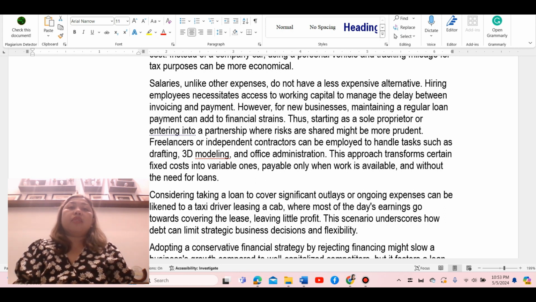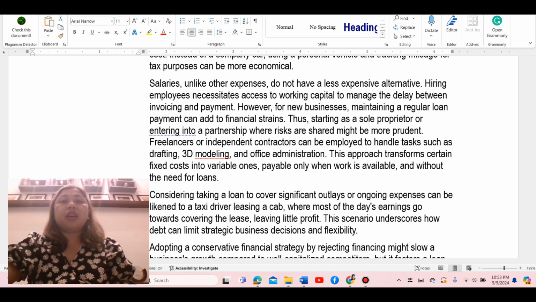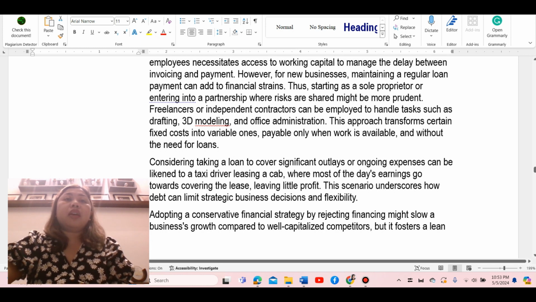Freelancers or independent contractors can be employed to handle tasks like drafting, 3D modeling, and office administration. This approach transforms certain fixed costs into variable ones, payable only when work is available and without the need for loans. Since the field of architecture has a lot of uncertainties, no?